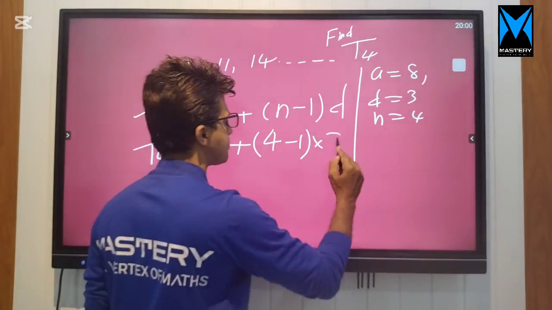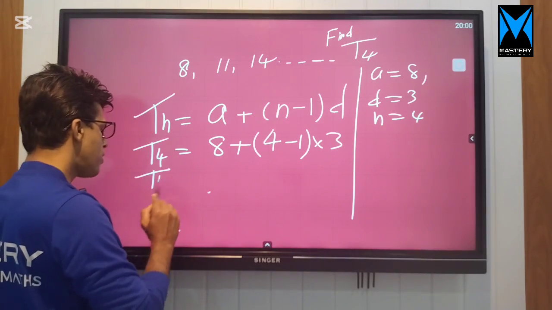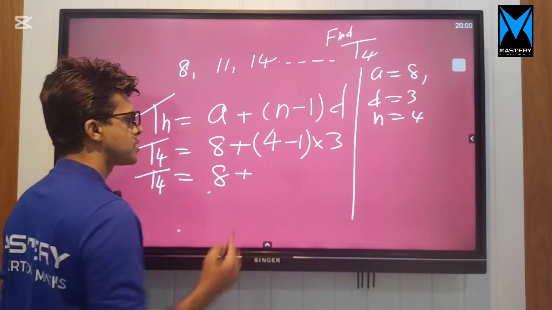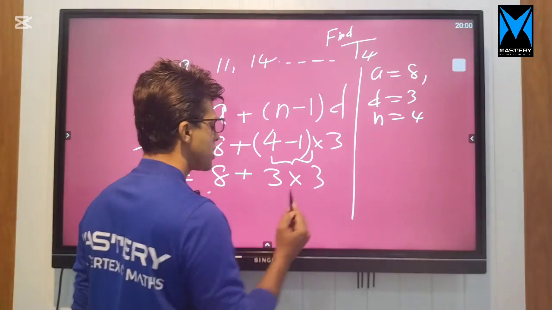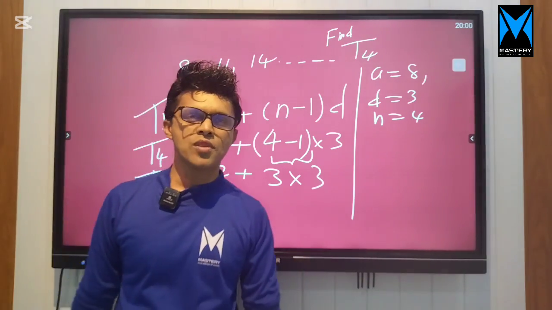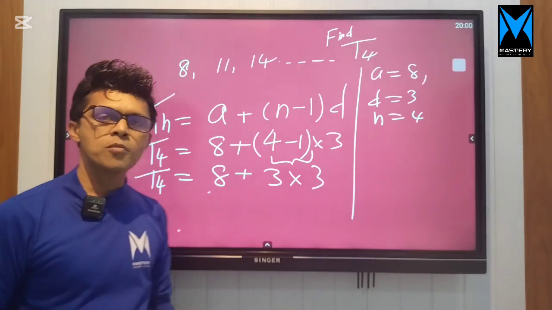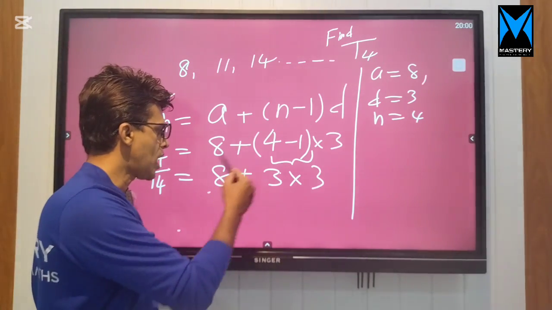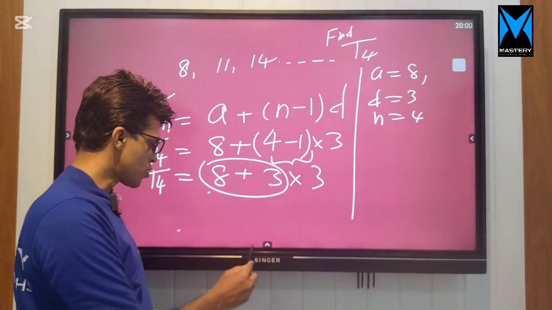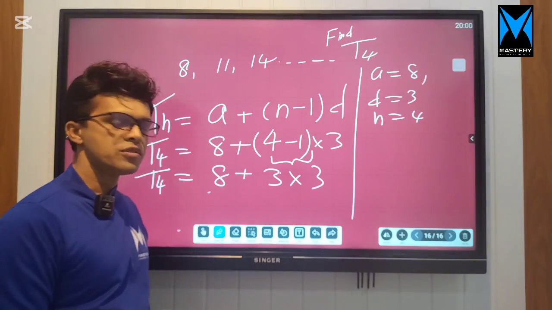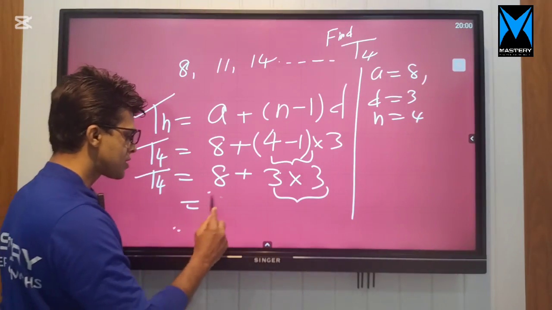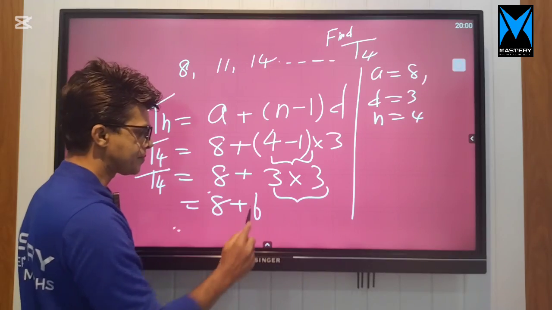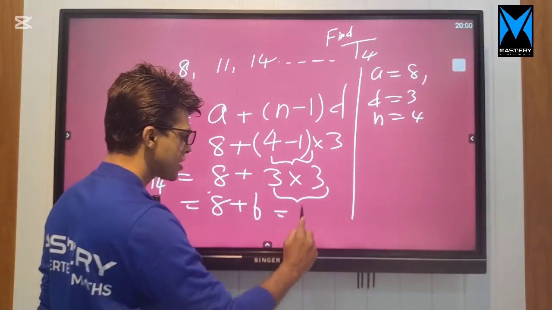d equals 3. So T4 equals 8 plus, then 4 minus 1 is 3, then 3 times 3. You need to simplify this expression according to the BODMAS system. You cannot add 8 plus 3 to get 11. That's wrong if you are doing so. So you need to multiply first according to the BODMAS system. Then 8 plus, then 3 times 3 is 6. 8 plus 6 is 14.